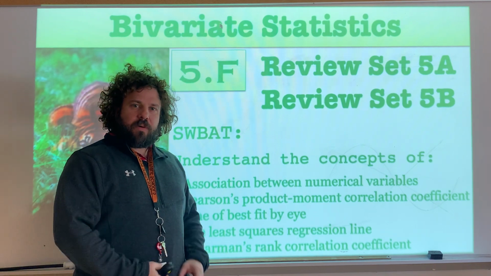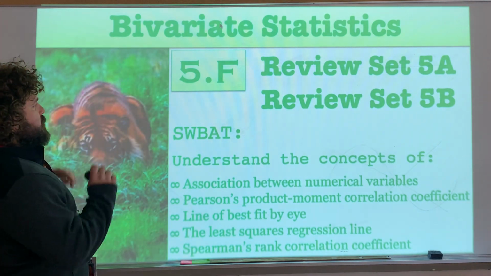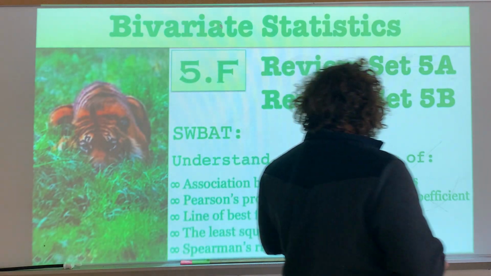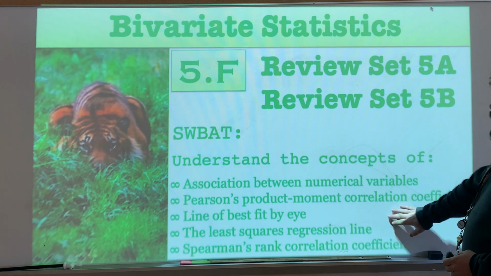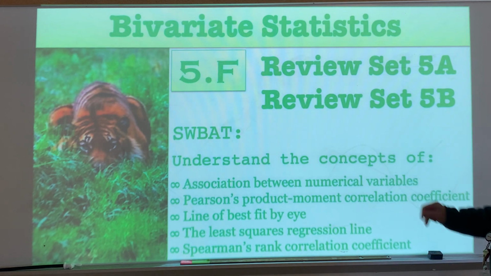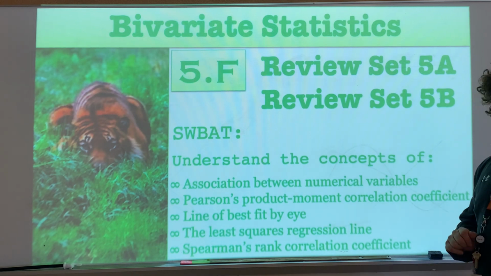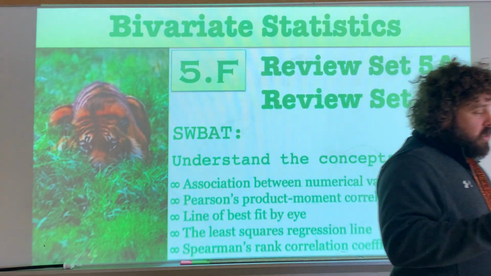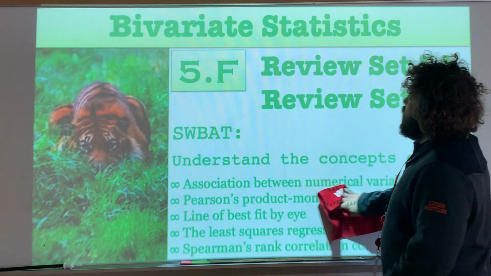Welcome everyone to the last part of our lessons on bivariate statistics. Today we're going to review the association between numerical variables. We are going to go over the Pearson product correlation coefficient, line of best fit by eye, the least square regression line, and then finish off with Spearman's rank correlation coefficient. By the end of this lesson, over the next couple days, you will hopefully be experts on all types of bivariate statistics.